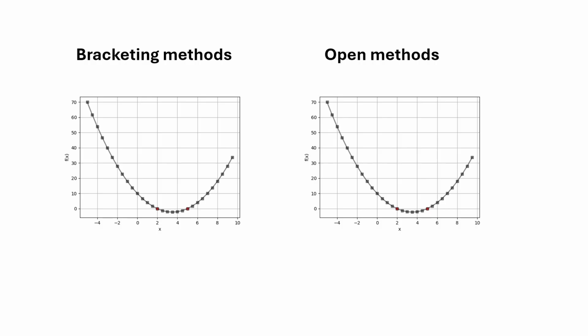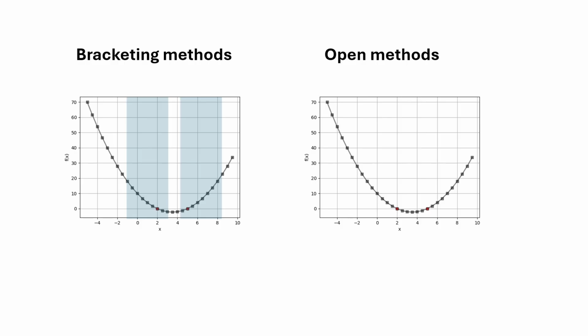Root finding methods are typically classified into two categories: bracketing methods and open methods. Bracketing methods require two initial guesses that bracket the root. In this example, there are two roots of the function f(x), so we have to provide two guesses per root. Since we begin with the knowledge of the lower and the upper bounds of the interval that contains the root, the bracketing methods always work, but they might converge slowly.